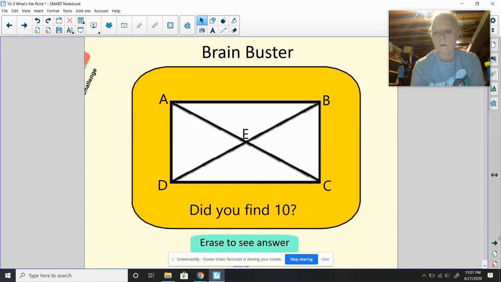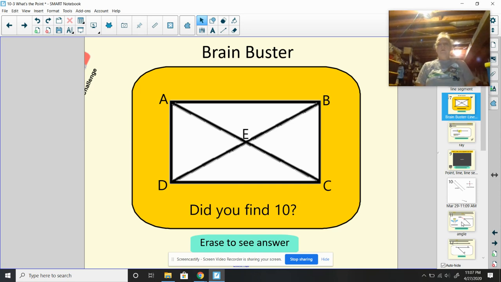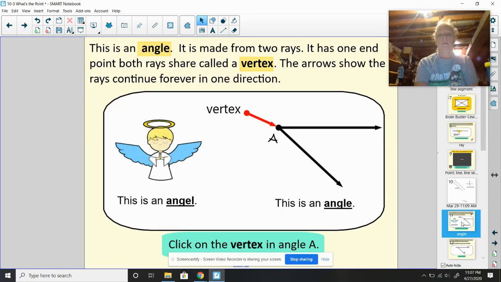All right, let's go on to my next slide. I think actually I need to go here because we're going to talk today about angles. Come on. Angle slide. There we go. This is an angle right here. This is an angle. It is made from 2 rays.